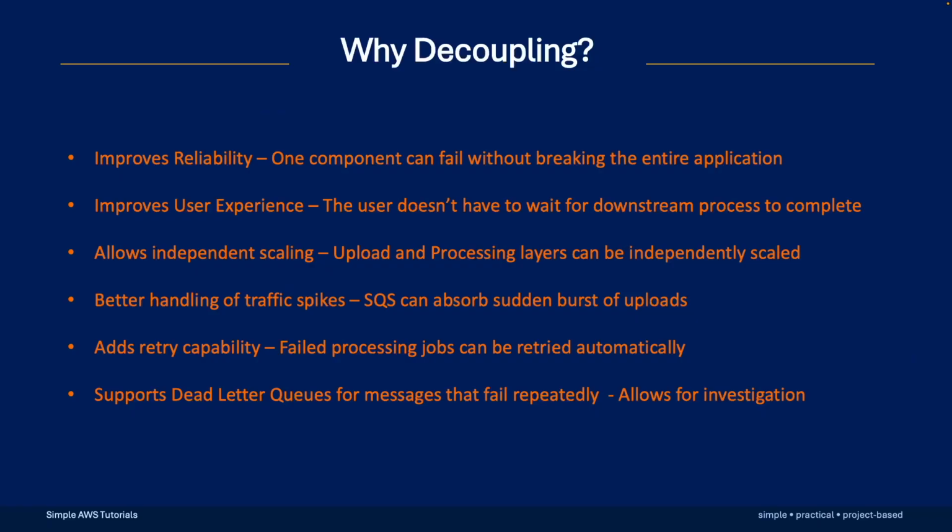This is where SQS comes in. Implementing decoupling using SQS will improve the reliability of our application, so one component can fail without breaking the entire application. Let's say the processing Lambda fails; the upload part is still not affected by it. The users can still upload the images. It improves user experience, so the user doesn't have to wait for the entire downstream process to complete to get the response.